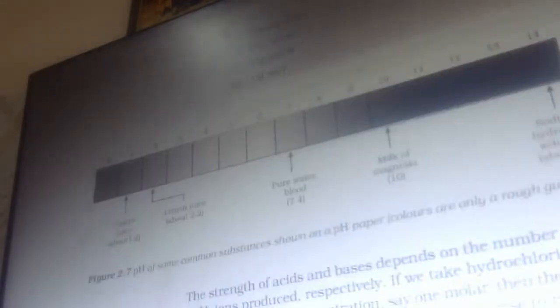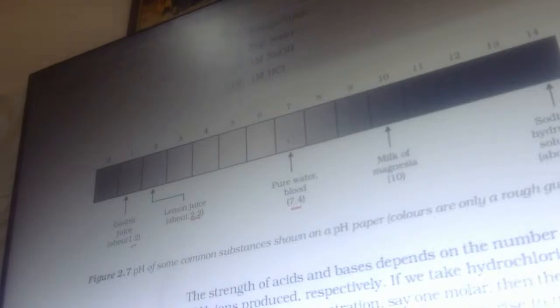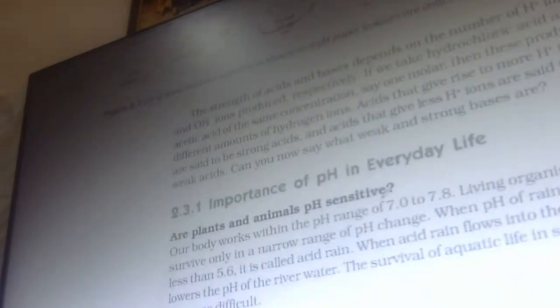Okay, this is fine. pH is fine. Gastric juice is 1.2, lemon juice is 2.2, pure water and blood is 7.4. Oh my god, what am I reading? Pure water is neutral. Milk of magnesia. Sodium hydroxide solution is 14, that is extremely basic. Plants and animals 7.0 to 7.8.